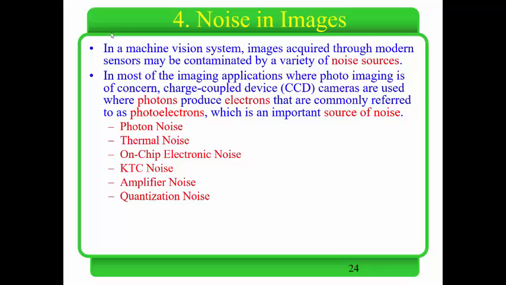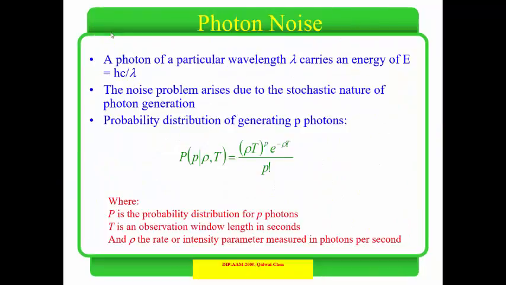So inside these charge-coupled devices, I have some sensors. When the photons are incident on these sensors, some electrons will be liberated, or created, or generated, and it will create a current. This current is proportional to the intensity of the incident light. And these are called photoelectrons. Accordingly, we have different sources of noise. We have photon noise, thermal noise, on-chip electronic noise, KTC noise, amplifier noise, etc. We have lots of noises, so we'll pass over them quickly.